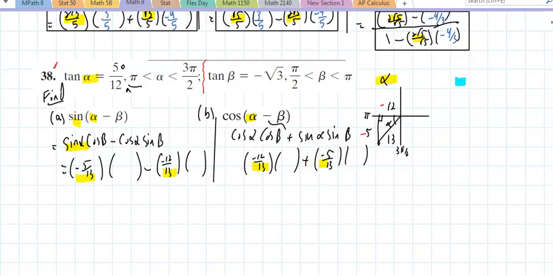As far as beta is concerned, beta happened to be between pi over 2 and pi. Well, pi over 2 and pi is right there. Beta is in quadrant 2. And it's very important to get that right. And this is radical 3 over 1. Keep in mind, this is a standard angle. I could use that to my advantage if I wish, or I could just do the triangle.